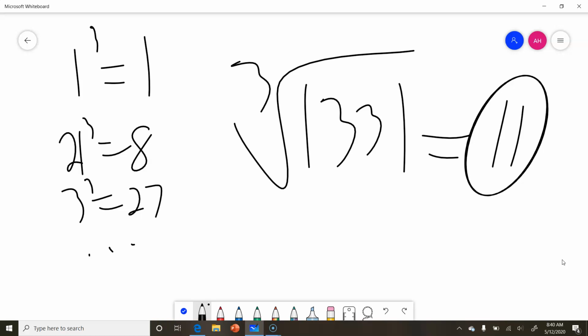Okay, so there is the second half of our review with radicals. Sorry, that was terrible. So we're going to move on now to our homework.